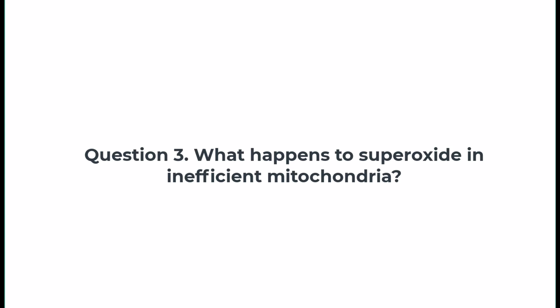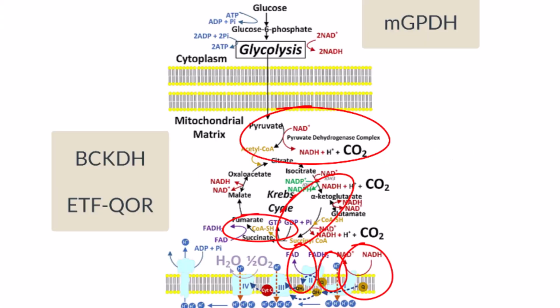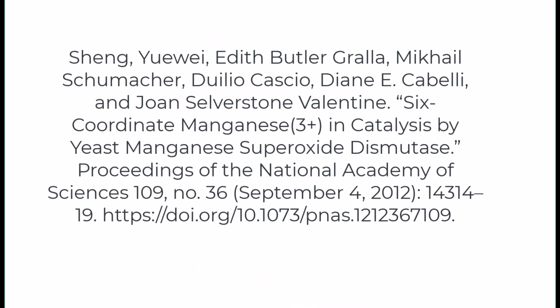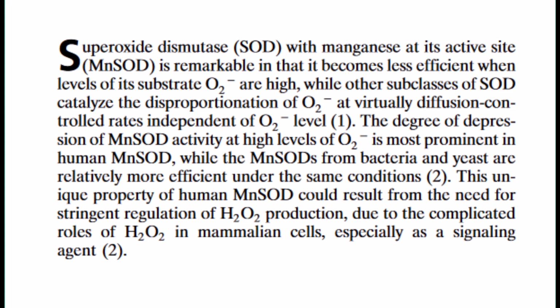On to question 3. What happens to superoxide in inefficient mitochondria? Inefficient mitochondria are leaking electrons to oxygen and forming superoxide. This, by definition, makes these mitochondria inefficient in proportion to the amount of oxygen that makes superoxide. It also means they have a higher concentration of superoxide to deal with. Superoxide dismutase in human mitochondria has odd kinetics. Superoxide dismutase is slowed by high concentrations of superoxide.